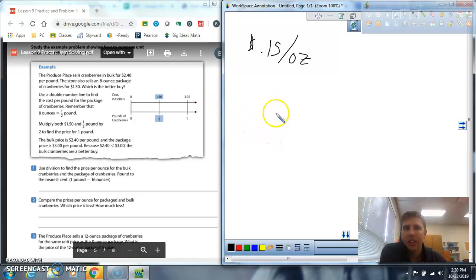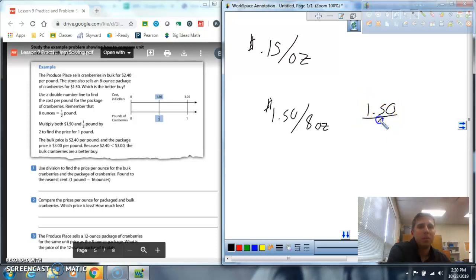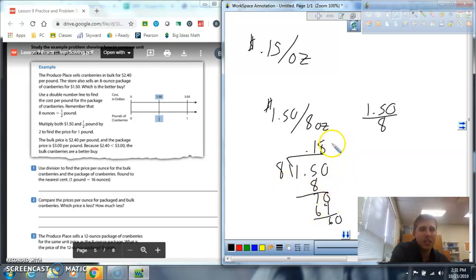We get $1.50 per 8 ounces. Okay? We're not in terms of 1 ounce again, so we can't compare them yet. Alright? So we got to look. We got 150 per 8. 150 divided by 8. How many times does 8 go into 15? Once. We're left with 7. We got 70. How many times does 8 go into 70? 8 times. You get 60. How many times does 8 go into 60? You get 7 times.